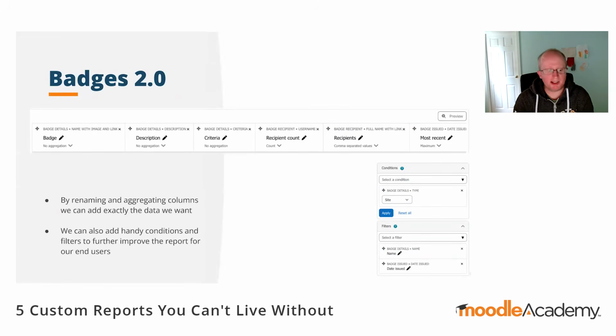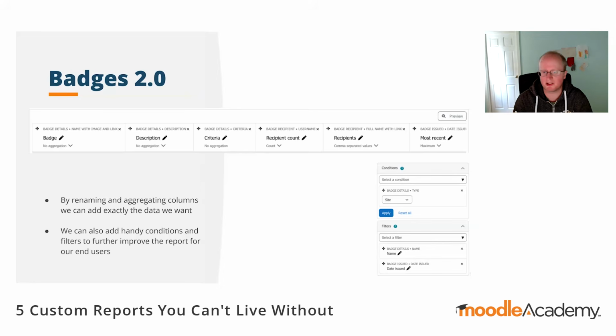So this is how I've created my version of the badges report. You can see the columns, aggregation, and how I'm naming all of the columns at the top. So I can recreate exactly what's in the badges report, but I want to add some more. I want to show the description. I want to actually see who's received this badge. You can see at the side, I've set some conditions and filters. And again, because I'm customizing this, I can set whichever conditions I want.